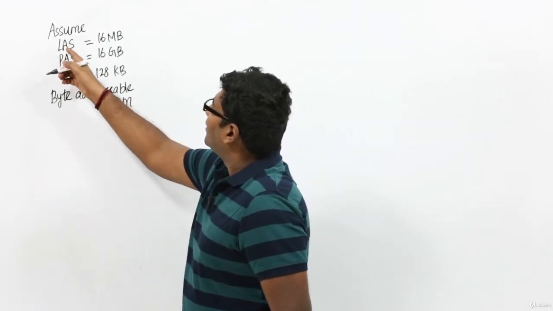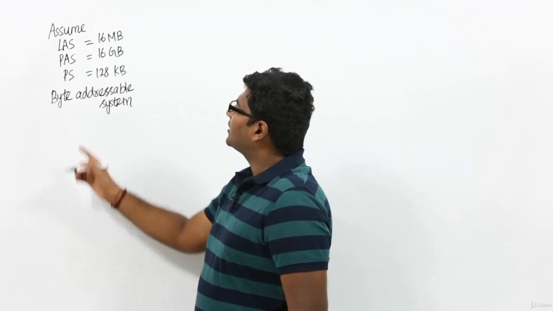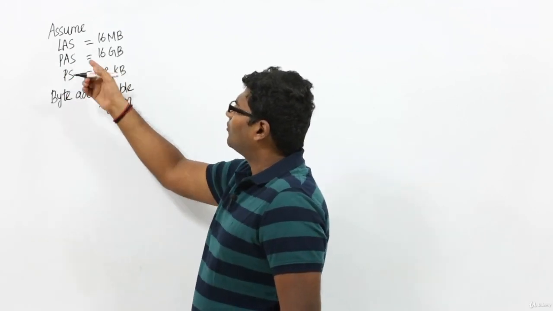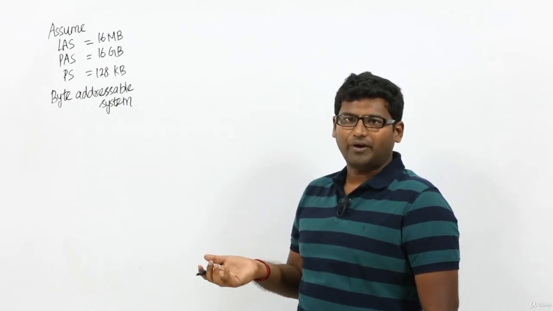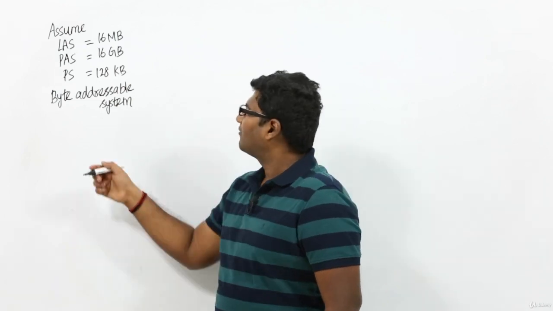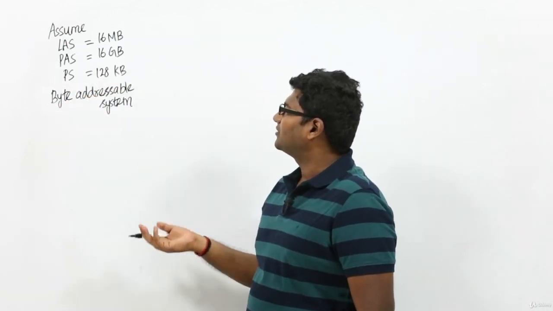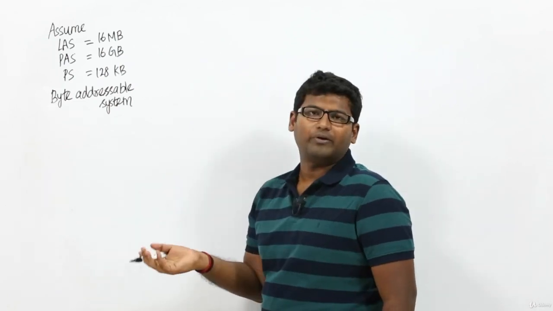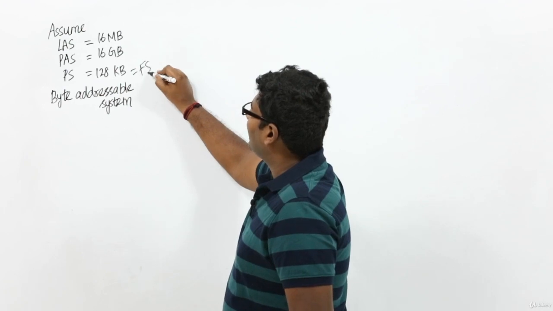They are given that logical address space equals 16 MB, and physical address space is 16 GB. What is meant by logical address space? It is nothing but the size of the process, and physical address space means the size of the RAM. Also, they have given that page size is 128 KB, the size of a single page. If page size equals 128 KB, then obviously frame size will also be 128 KB.